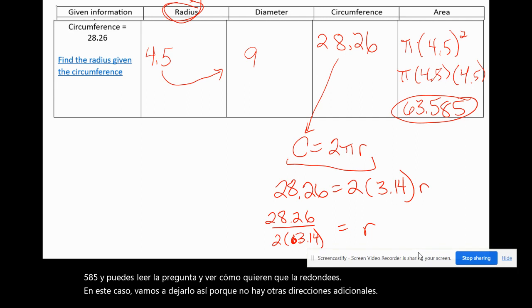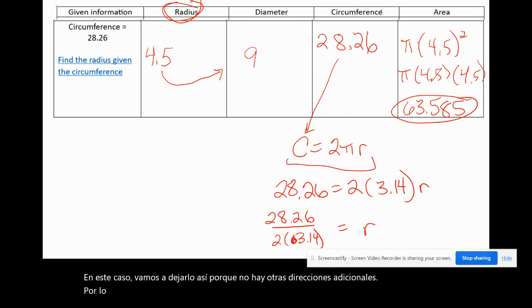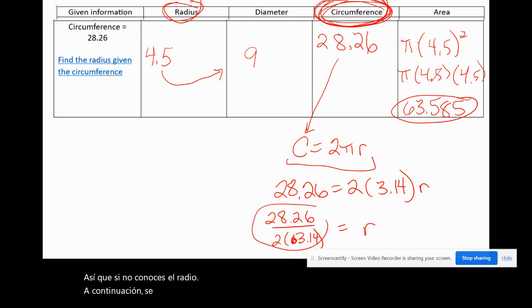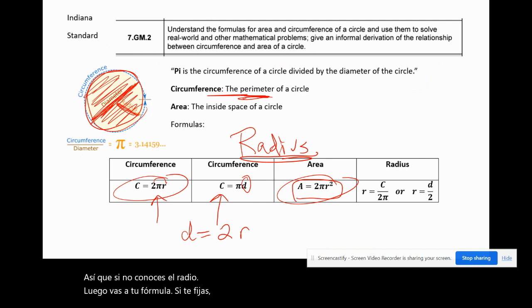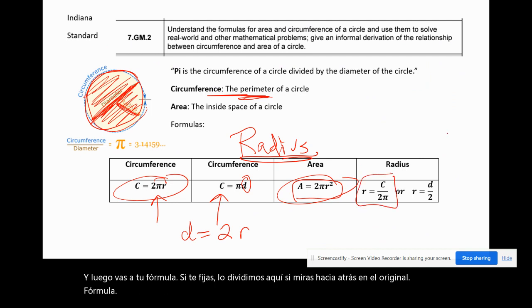So if you don't know the radius, and then you go to your formula. If you notice, we divided here. If you look back at the original formula, I have a little shortcut there for circumferences, but that most tests are not going to give you that formula. You have to know how to do that yourself.